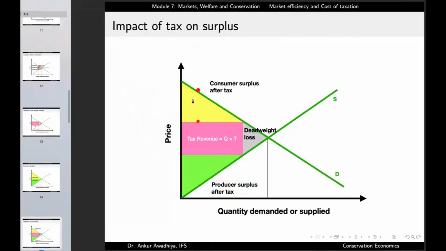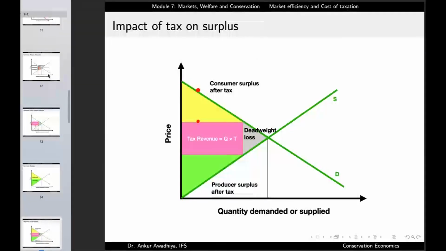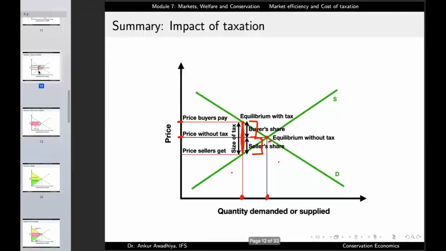What about the producer surplus? The producer surplus also reduces, because the producer surplus is the difference between the price that the producers are getting and the cost of making the good. The cost of making the good remains the same, but now they are getting a lower price, because earlier they were getting this price without the tax, but now they are getting this price.